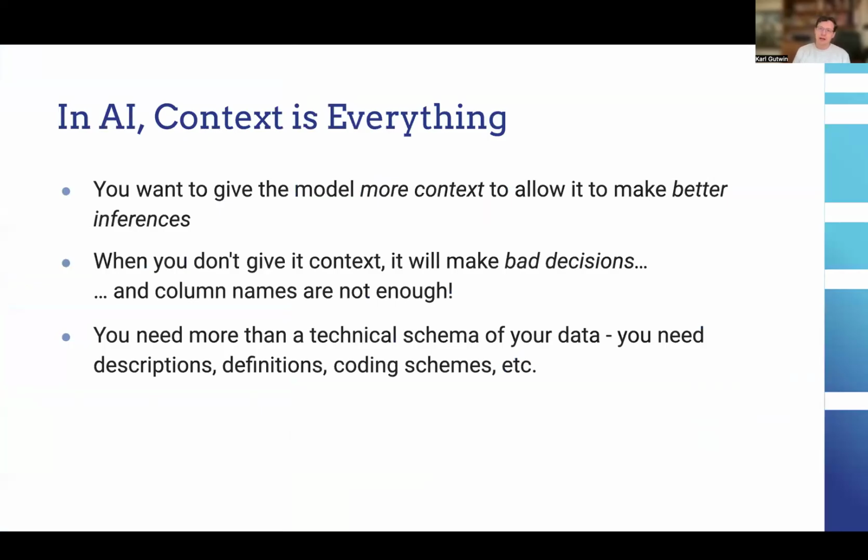Whether training a new AI model or running an existing model, your data has important context that needs to be provided. This context is usually recorded in the form of metadata, but it goes beyond the normal technical data schema, things like column names and data types. It includes things like descriptions and definitions, how the data was coded, even things like experimental conditions can and should be captured and provided to your model.